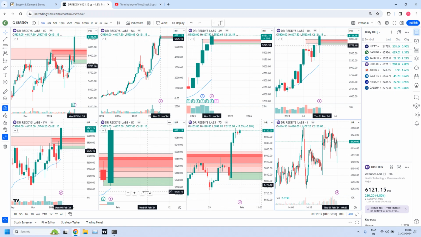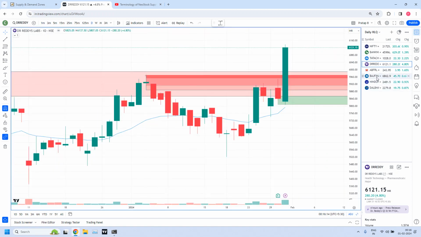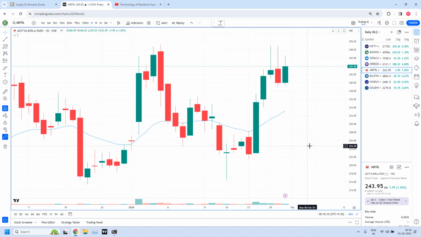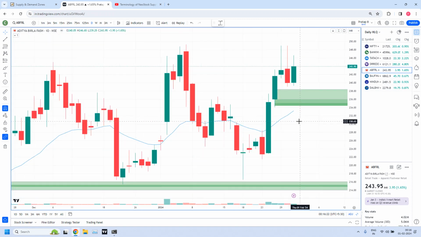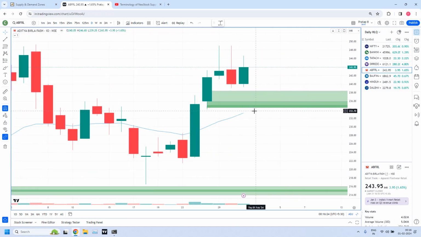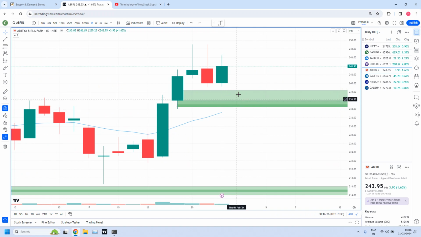Now let us move on to the next stock, ABFRL. This is a 75 minutes demand zone. We did not get the entry into the zone. The reason is, see the order flow from here. It is holding. That means there is an entry buffer for this 75 minutes area.